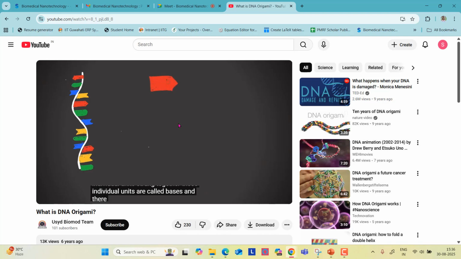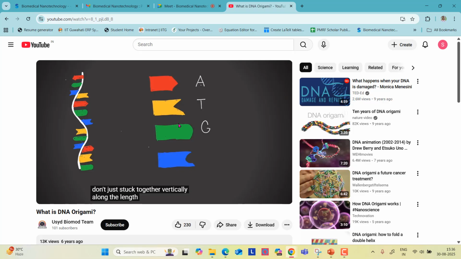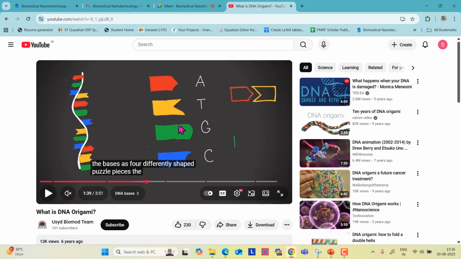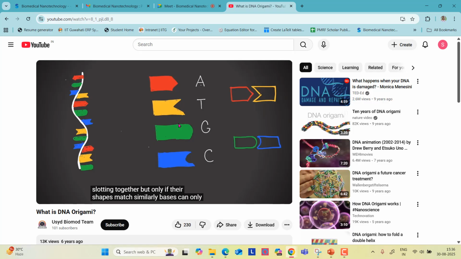These individual units are called bases, right? A, T, G, C. Their pairing is key for the double helix structure. The pairing between the bases is the most important thing for having the double helix structure of DNA.